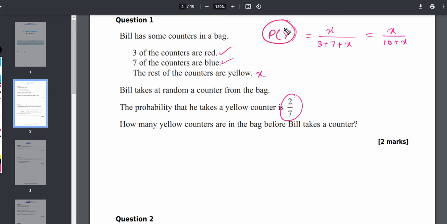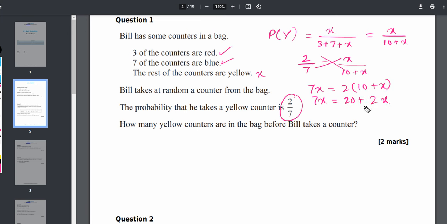And we know that the probability of the yellow counter is 2/7. So it will be 2/7 equals X over 10 plus X. Now we'll do the cross multiplication. So we will get 7X equals 2 times (10 plus X). So it will be 7X equals 20 plus 2X, and I'll subtract 2X on both sides, so I'll get 5X equals 20. So my X will become equal to 4. So we have 4 yellow counters. That's the answer.